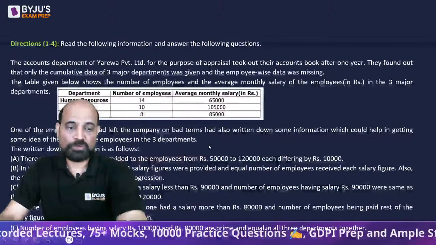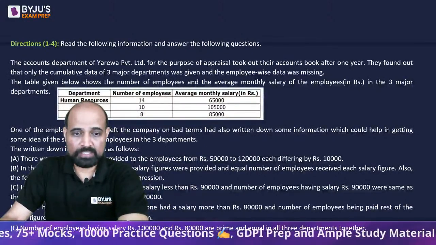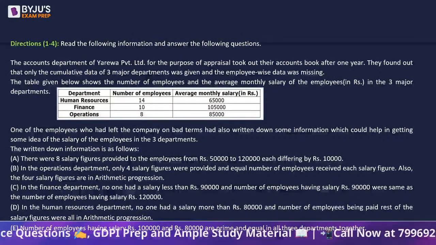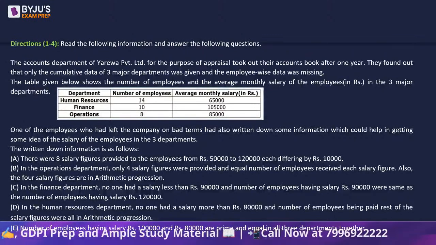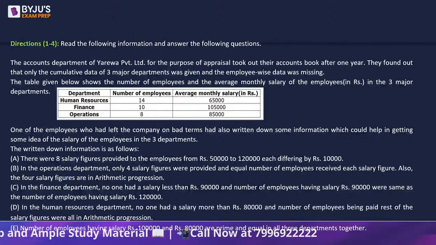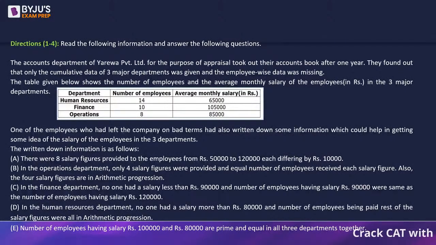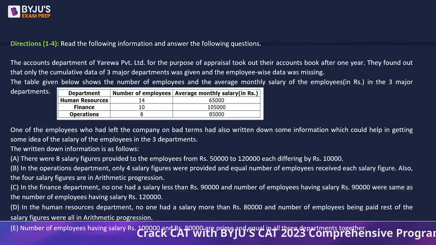There is a lot of information on the page, so it looks like I'll have to hide myself. The set says the accounts department of Yareva Private Limited, for the purpose of appraisal, took out their accounts book after 1 year. They found out that only the cumulative data of 3 major departments was given and the employee data was missing. The table given below shows the number of employees and the average monthly salary of the employees in the 3 major departments. So if you look into this, we have human resources.